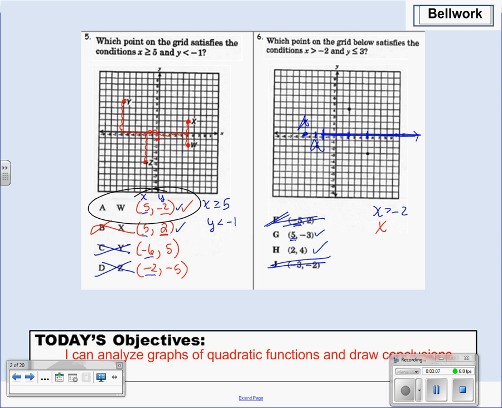Our y value, let's make that a y, must be less than or equal to 3. So if I'm looking at my y-axis, I want all the y values to be less than that point. So I'm going to be looking at values that are below that. Let's look at G. Y is equal to -3. So yes, -3 is below that. That works. H, y is 4. That is bigger than 3, so H is out. Our answer then is G.